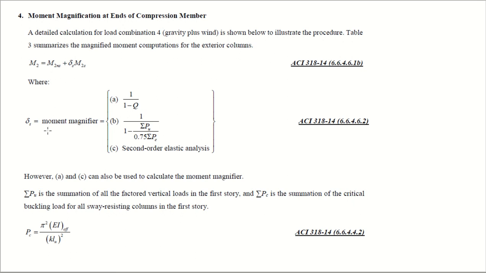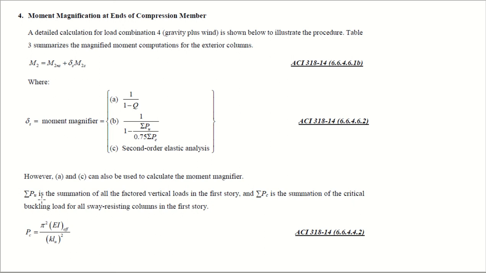So this delta s is the moment magnifier, and it is one of these three values: 1 divided by 1 minus Q, you remember the value of Q, or 1 divided by 1 minus summation of Pu divided by 0.75 summation of Pc. Now what are Pu and Pc? It's explained here. And the third one is second order elastic analysis. So these three values are here. You have to check which one suits delta s. However, a and c can also be used to calculate the moment magnifier. So these equations a and c can be used.